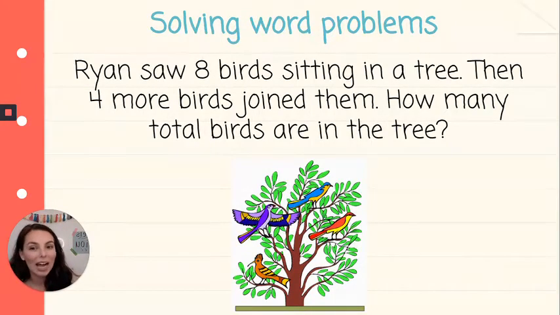This one says, Ryan saw 8 birds sitting in a tree. Then 4 more birds joined them. How many total birds are in the tree? So let me think, where is this taking place? Ryan must be outside, and he sees 8 birds in a tree. Then 4 more join. What does join mean? Join means they come together and they're now all together. That's important to know. We need to be able to make it make sense to us. Now that I know what's going on, what is the question asking me? How many total birds are in the tree? I need to count them all together.